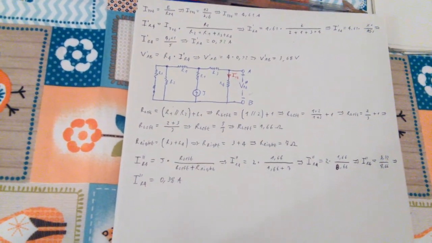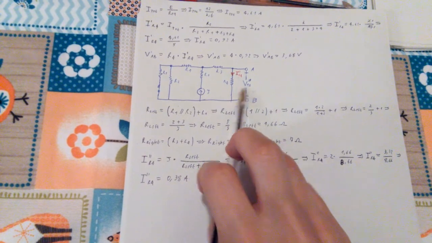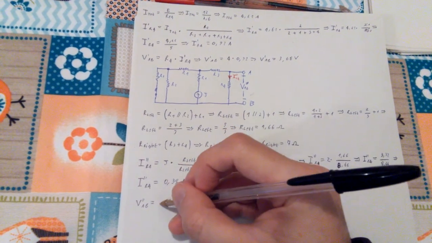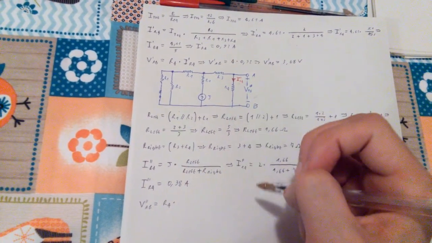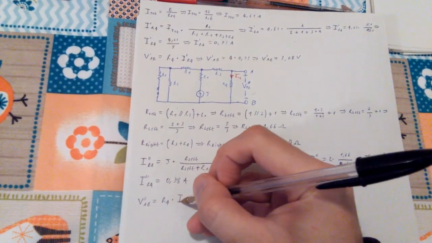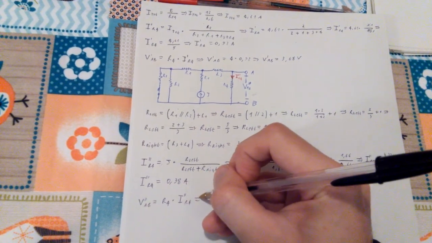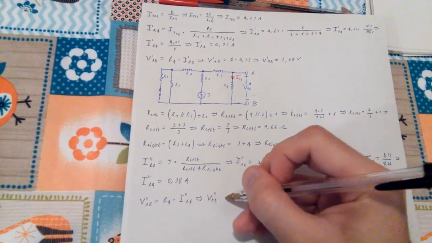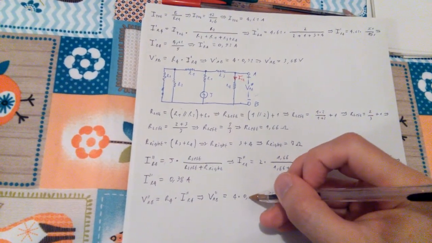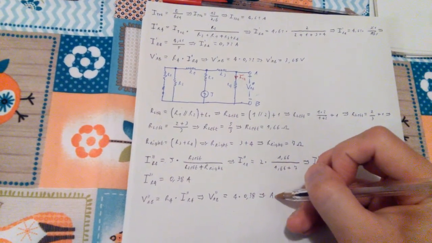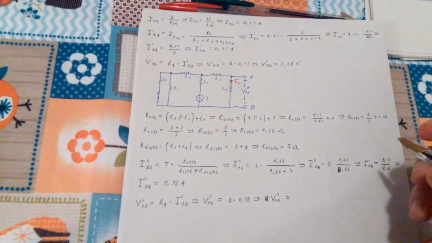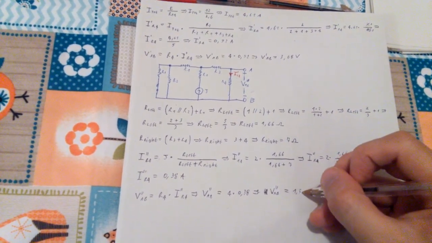So now I have everything I need to find V second AB. V second AB is going to be given by R4, the resistance here, times the current here, I second R4. And again, VAB is therefore going to be R4, which is 4 ohm, times 0.38 amperes. So VAB second, 4 times 0.38 amperes, is just 1.52 volts.